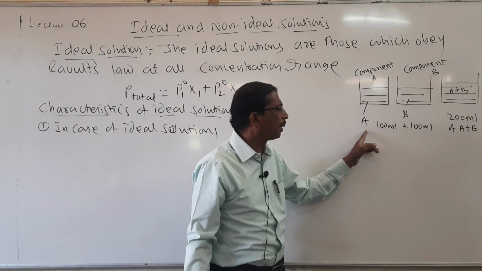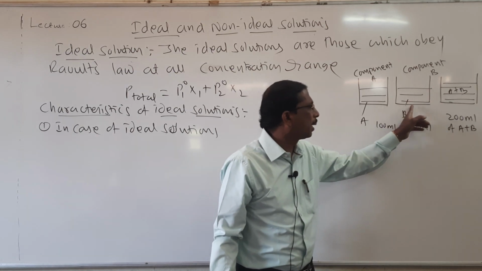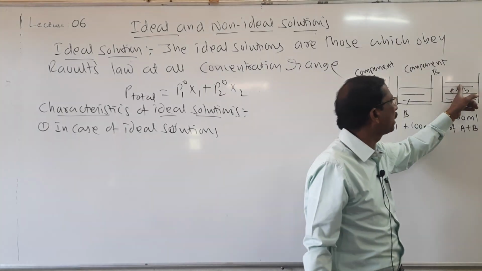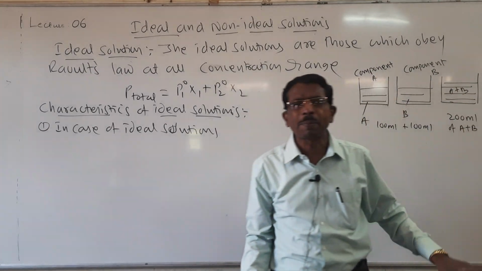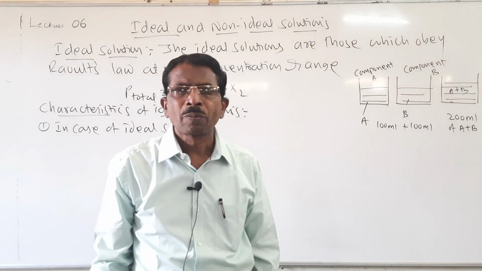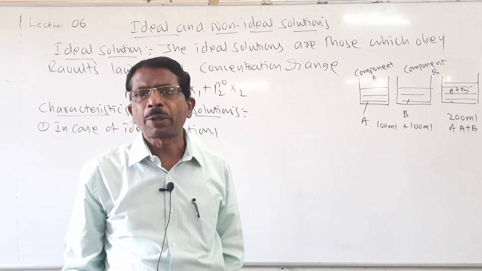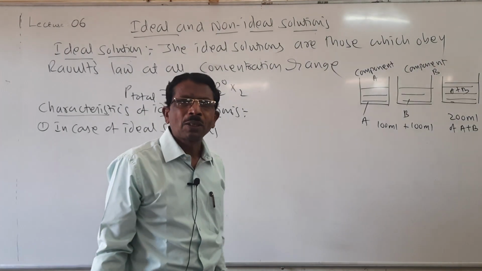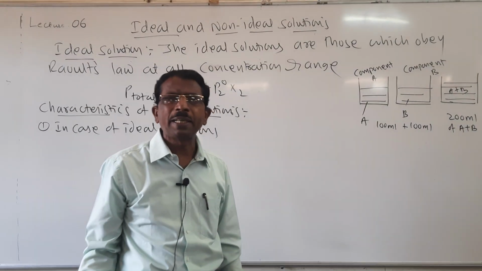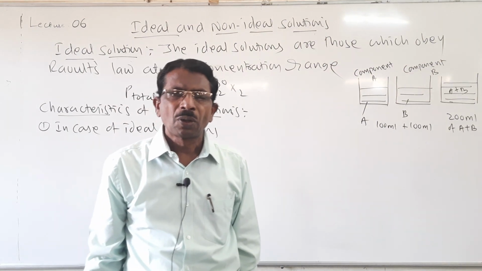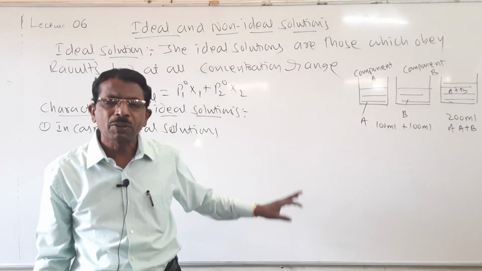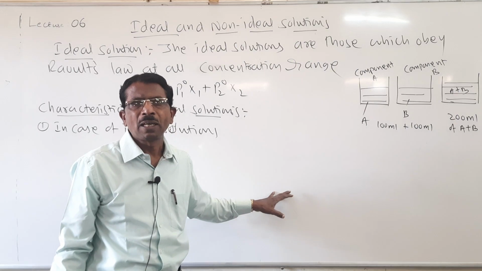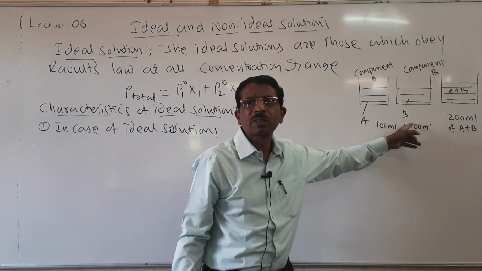So, A plus B, there is no change in volume. Look here, 100 ml of A is taken and 100 ml of B is taken and both are mixed, and therefore it becomes 200 ml, there is no change in volume. And heat is also not evolved. So what is the reason and why it is called as ideal solution? So the ideal behavior of the solution can be explained by considering the two components.